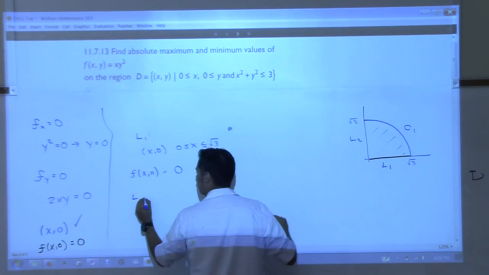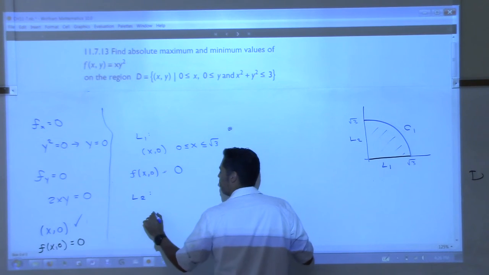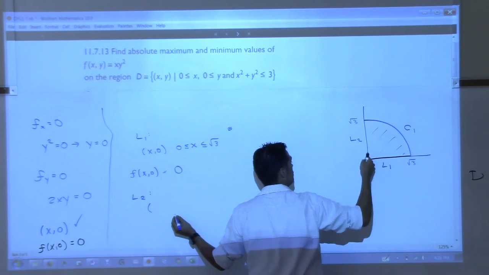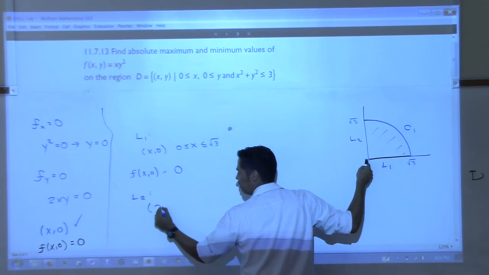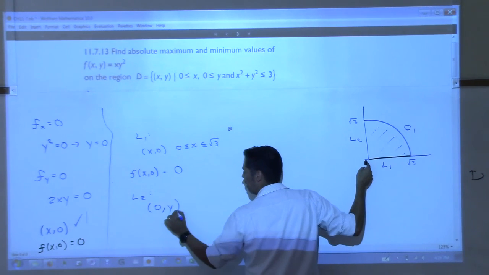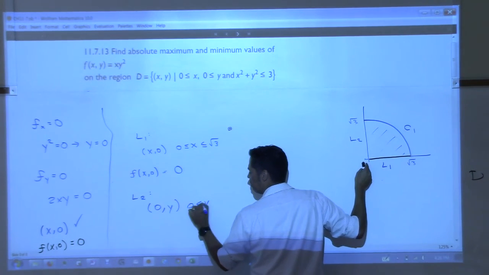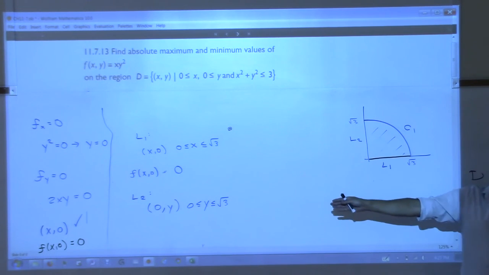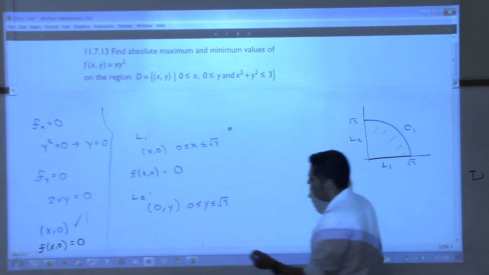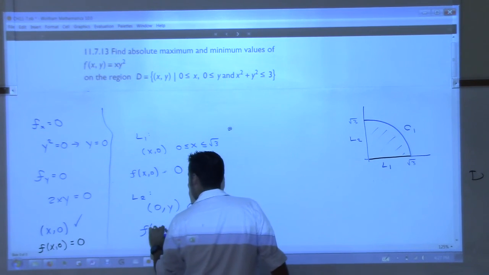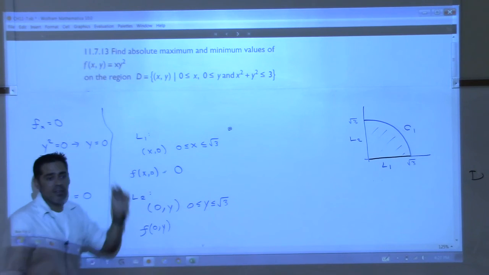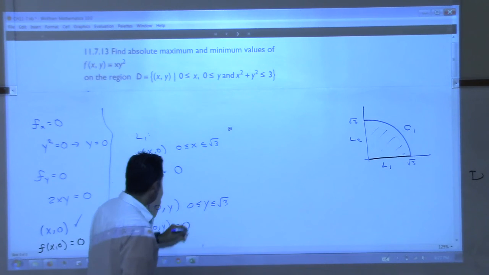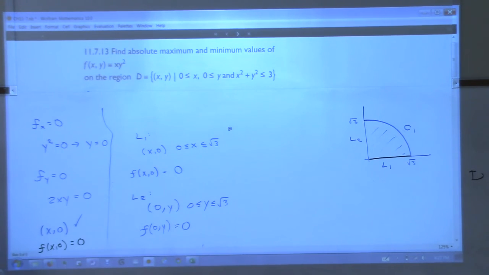I'm going to skip C1. On L2, all my points look like what? If you're on L2, the x-coordinate is 0 and the y-coordinate is y, and y is between 0 and root 3. So your y can float up and down, but your x has to be fixed. What's good about that, though? When you plug those points into the original function, now your x is 0, and it's still 0. So along that edge, your function's still flat. So the only thing interesting happening is what's happening along C1.